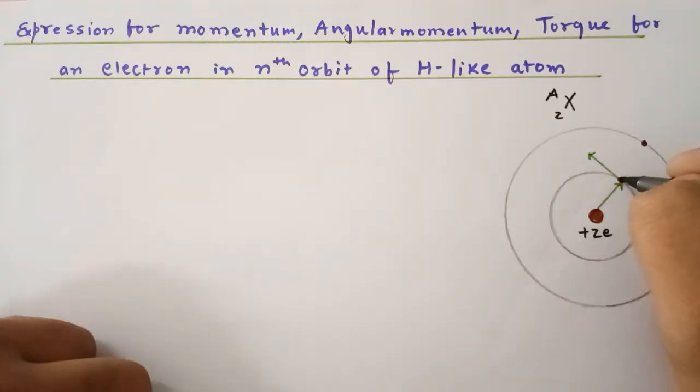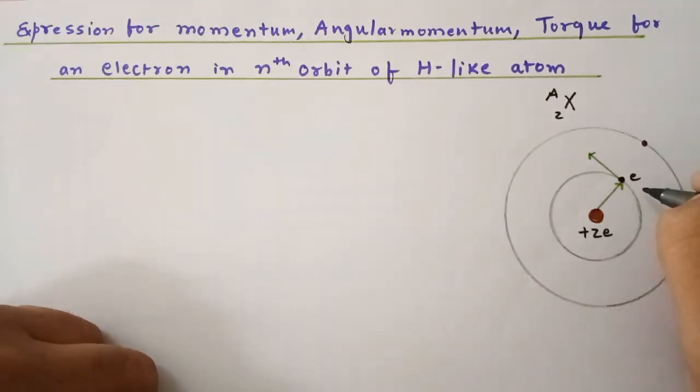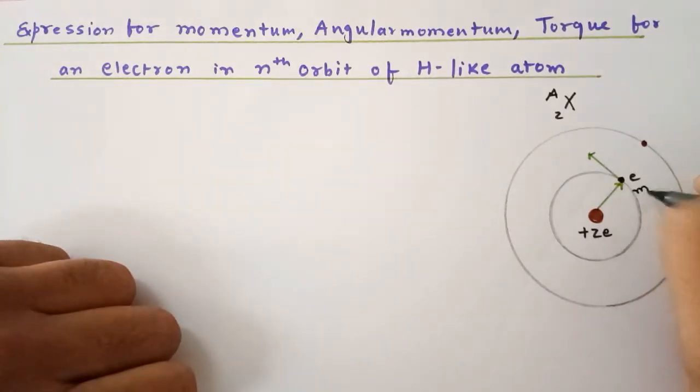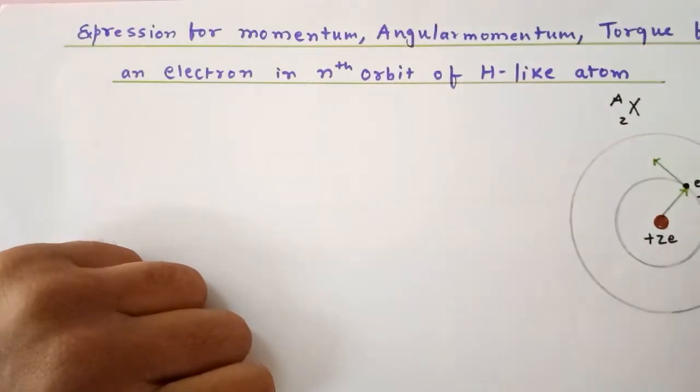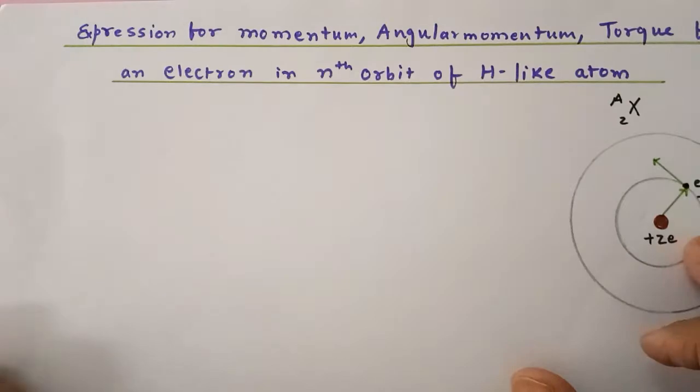This is an electron, suppose its charge is minus e, we would be only considering its magnitude, and m is the mass. Suppose this is the nth orbit, so this is the n plus 1th orbit. We need not discuss the n plus 1th orbit right now, so consider the nth orbit over here, and the mass of the electron is m.